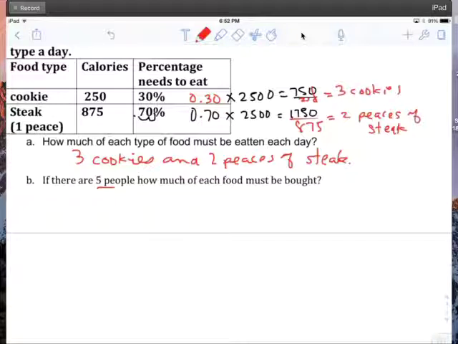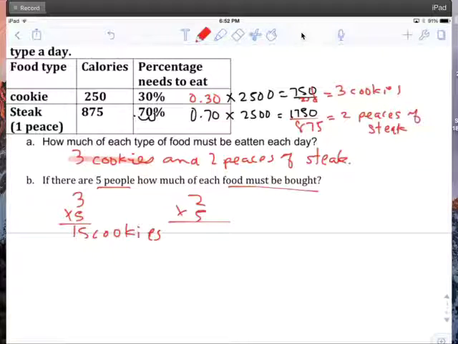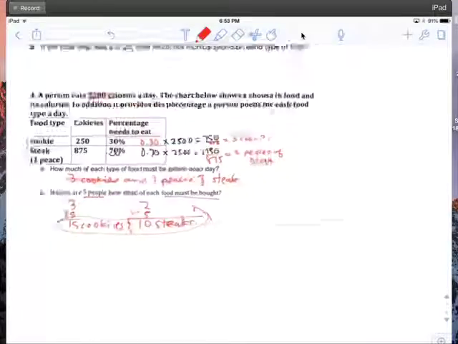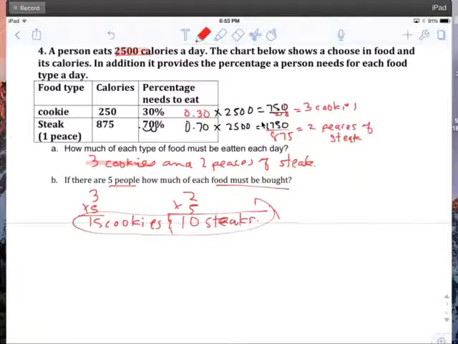If you had 5 people, how much food must be bought? Okay, 1 person eats 3 cookies. So 3 times 5 people, 15 cookies. Two pieces of steak times 5, you need 10 steaks. Okay, that's how you do that for 5 people. It's easy enough, right? I hope so.